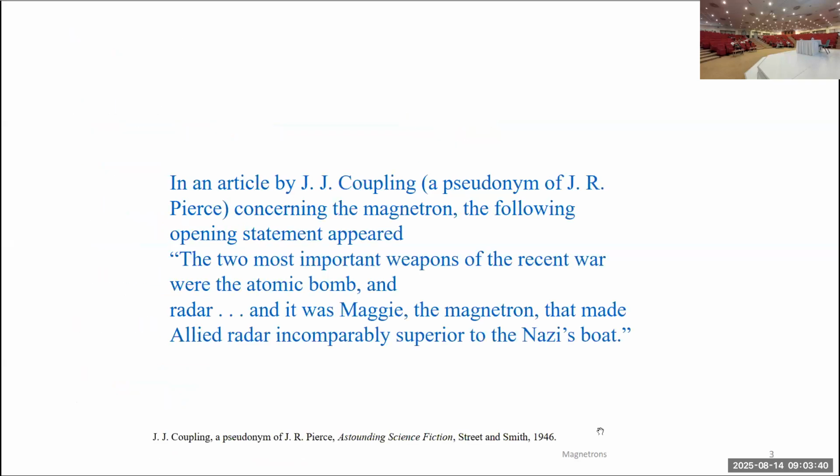In an article by J.J. Coupling concerning the magnetrons, the following opening statement appeared: The two most important weapons of the recent war were the atomic bomb and radar. And it was the magnetron that made the Allied radars incomparably superior to the Nazi boats. So the magnetron was very important and played an important role in the World War.